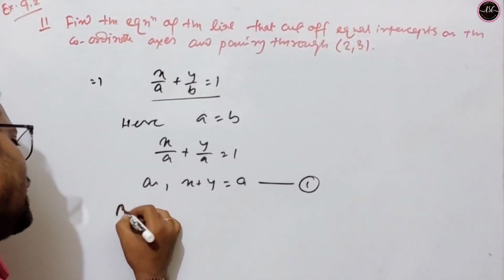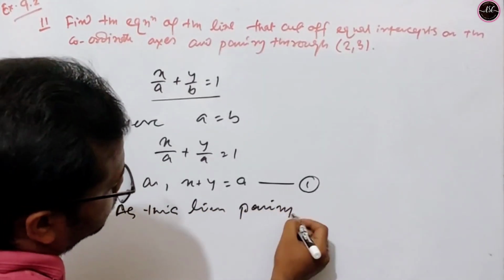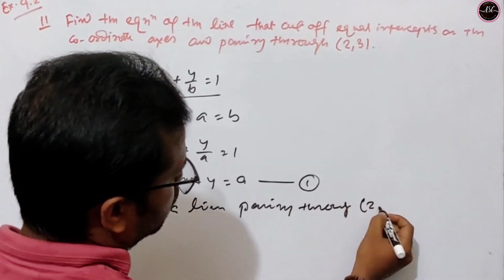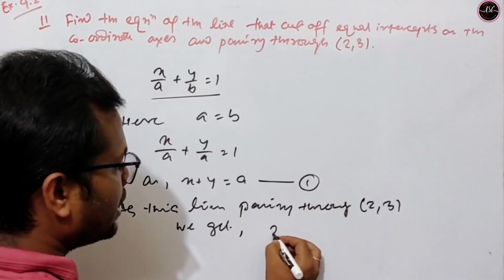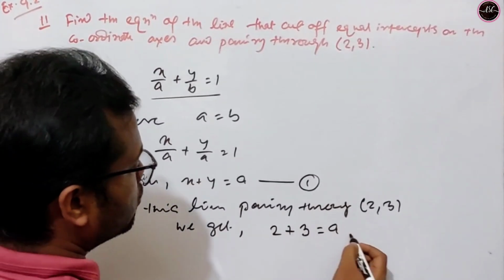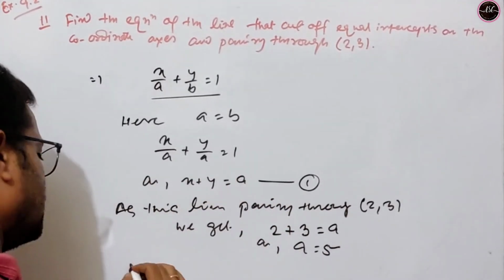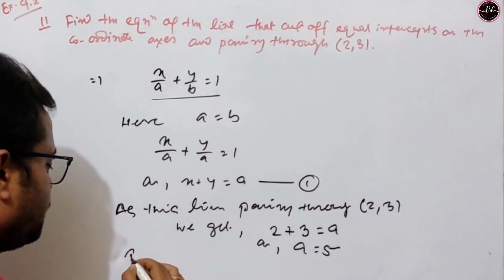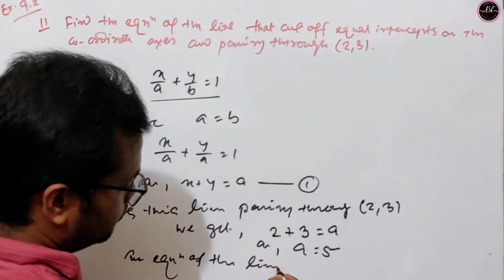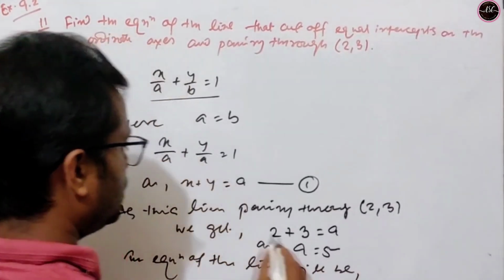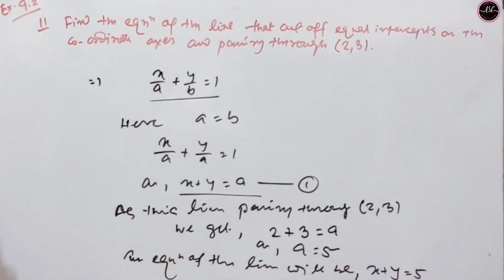As this line is passing through (2, 3), we get, just put here the value of x, that means 2, and y equal to 3: 2 plus 3 equal to a, or a equal to 5. So, just put the value of a in equation 1. So, the equation of the line will be x plus y equal to 5. Okay, that will be your answer.